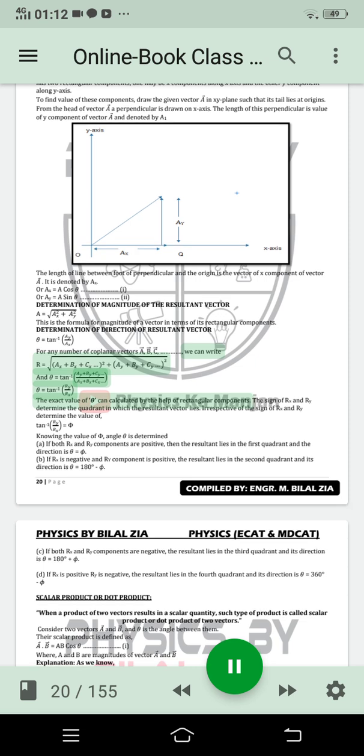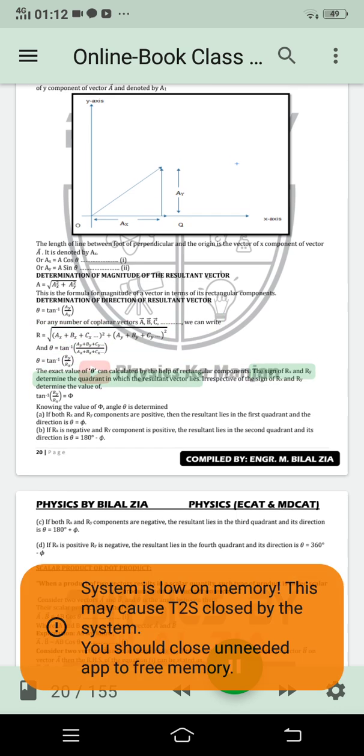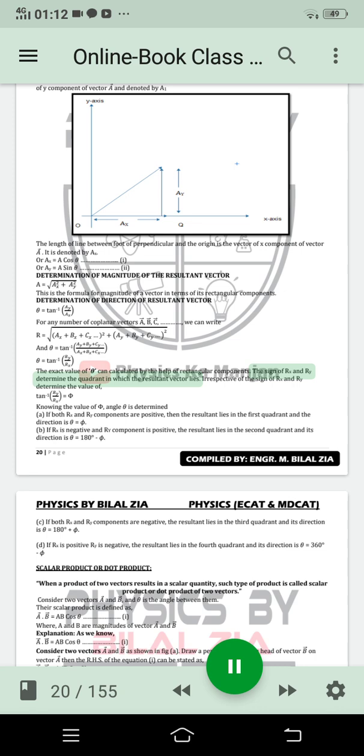we can write R = square root of ((Ax + Bx + Cx)² + (Ay + By + Cy)²) and theta = tan⁻¹((Ay + By + Cy)/(Ax + Bx + Cx)), theta = tan⁻¹(Ry/Rx). The exact value of theta can be calculated with the help of rectangular components. The signs of Rx and Ry determine the quadrant in which the resultant vector lies.